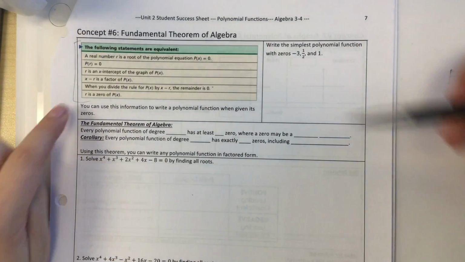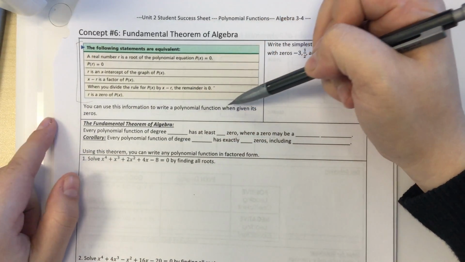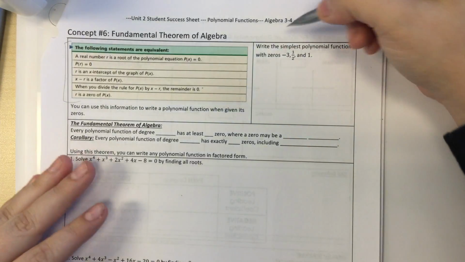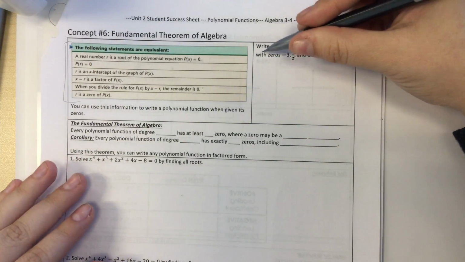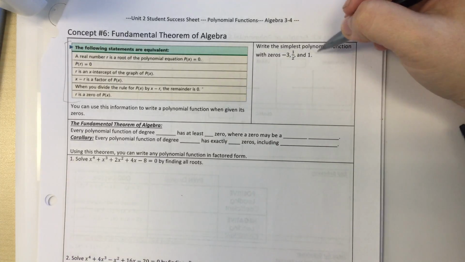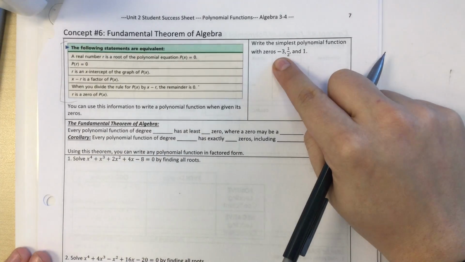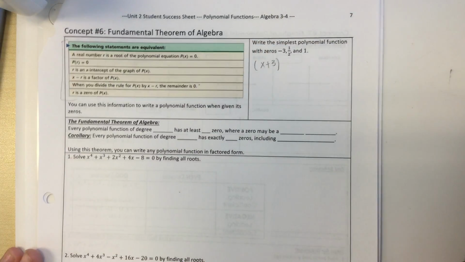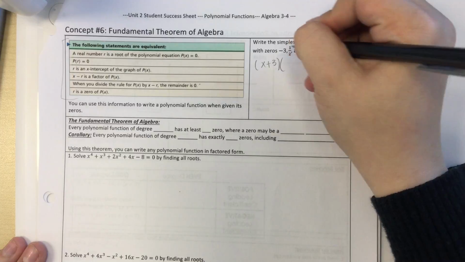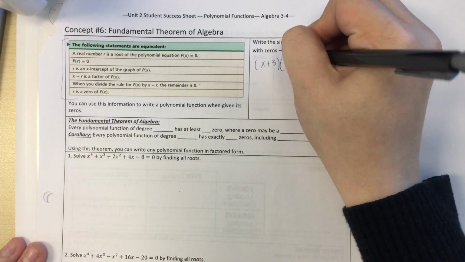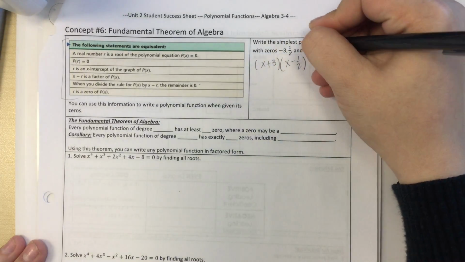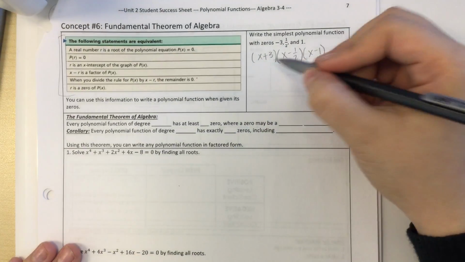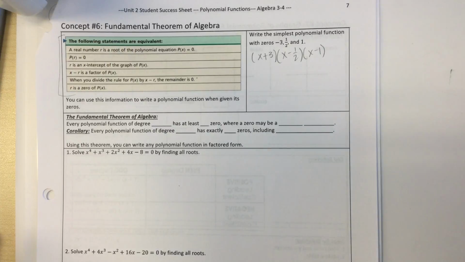So what we can do is we can use this information to write a polynomial function when given its zeros. So just like this example over here. Write the simplest polynomial function with zeros -3, 1/2, and 1. Well, if -3 is a 0, then that means x plus 3 is a factor. Okay, same thing with 1/2. If 1/2 is a 0, then x minus 1/2 is a factor. And then if 1 is a 0, x minus 1 is a factor. Okay, so we're just going to multiply these all together to get a polynomial function.